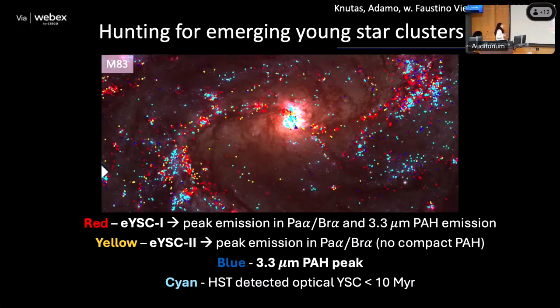And so we've done this for all targets, and we've classed these stellar clusters as EYC1s if they have compact emission in the hydrogen recombination lines, so Paschen alpha, Brackett alpha, as well as some compact 3.3 micron PAH emission. EYC2s are just the hydrogen recombination lines, no Paschen alpha. Then we also select some compact PAH peaks. And then we also grab some LEGUS optical clusters, which are younger than 10 Myr. And I should also point out that this paper went on arXiv today, so you should look at it.